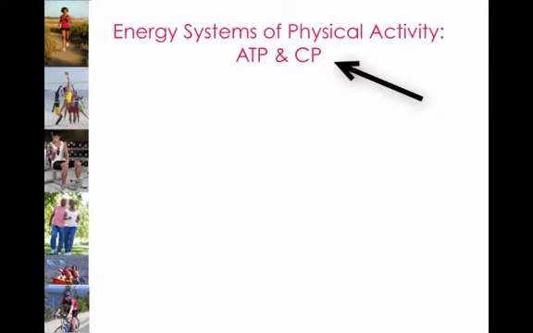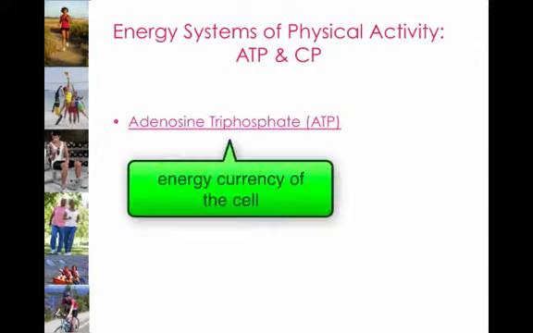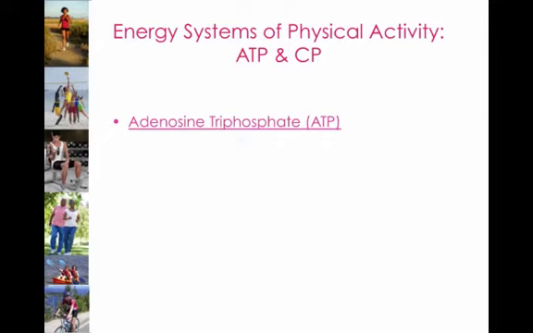Let's start with ATP and creatine phosphate. ATP is also known as adenosine triphosphate. I've talked about how ATP is the energy currency of the cell. All the reactions that go on in our body either produce ATP or use ATP. It's an immediately usable source of energy.